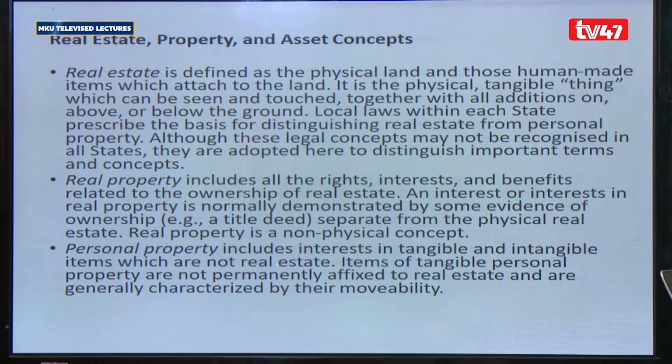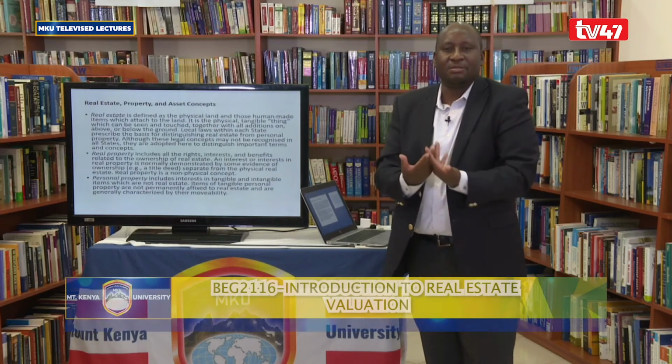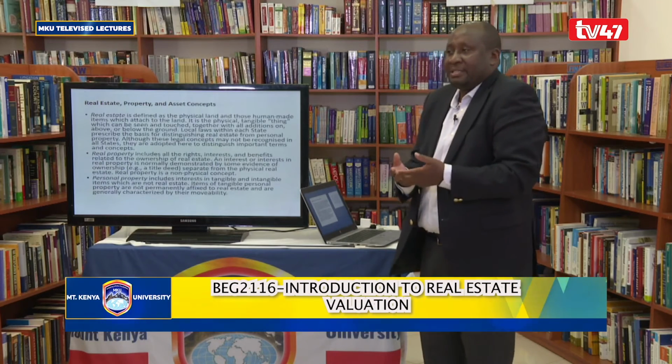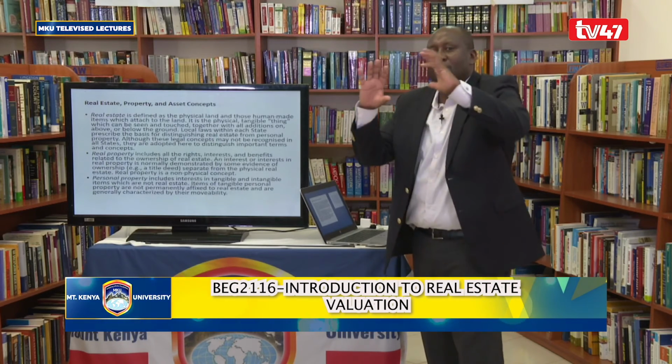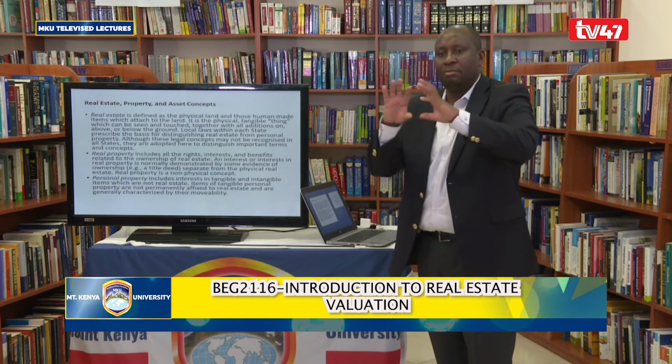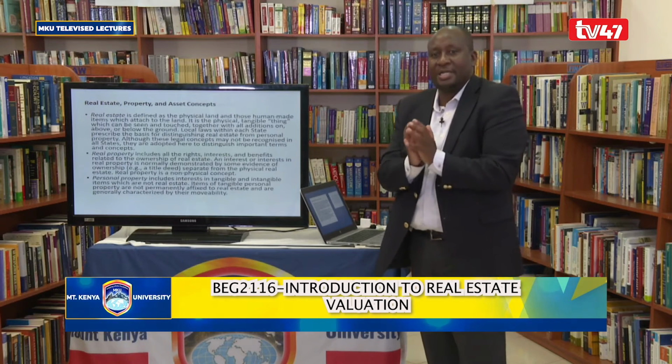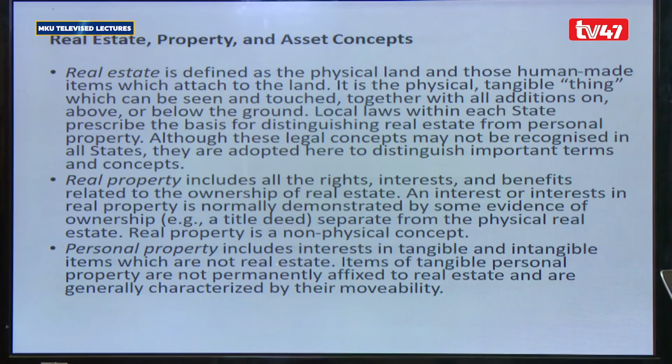A car is personal property, it is movable. A cell phone, it is personal property, it is movable. Clothes, personal property, they are movable. Shoes, I mean, a computer is movable. But it's those movable items that are regarded as personal property, separate from real property and separate from real estate.